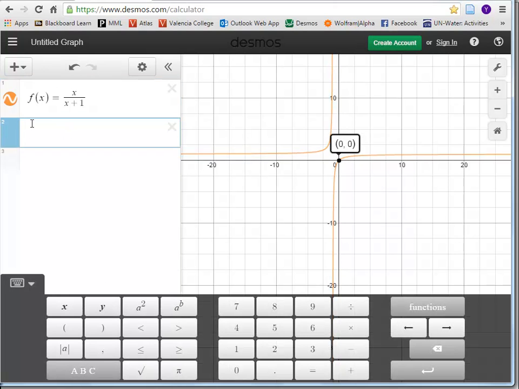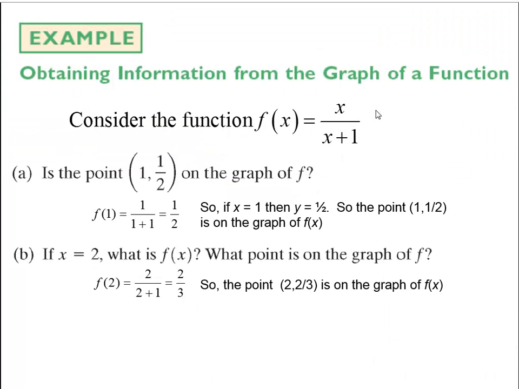Or, as I showed you earlier, I could just type right here f at 1, and it's going to tell me that value. And I could do f at 2, and it's going to tell me that value. Okay, so back to our example here. So that was letter A, that was letter B, and we talked about using our technology to check those two questions and visualize them.